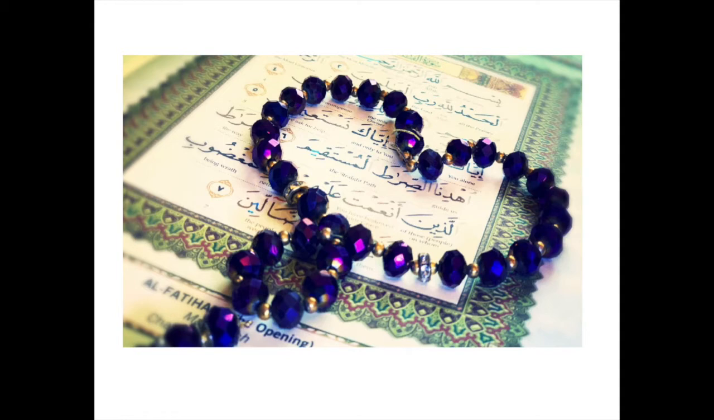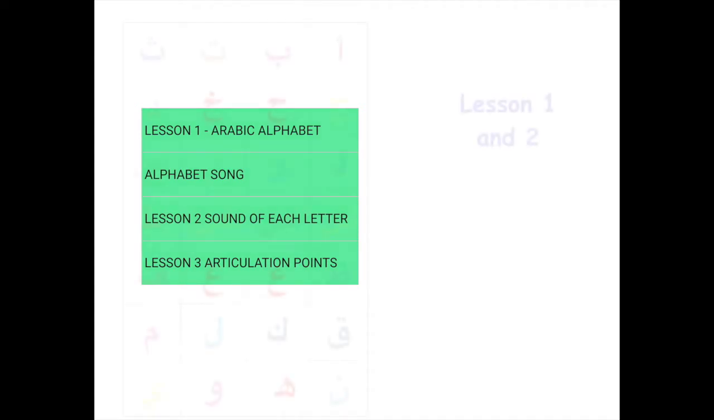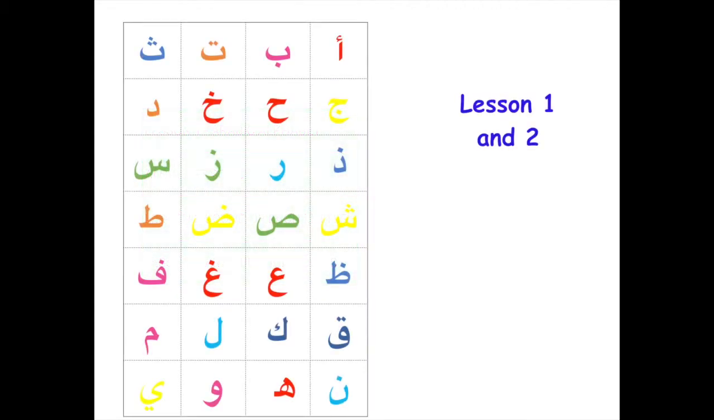So we'll start off with looking at video number 1, 2 and 3, and there's an alphabet song in between. In lesson number 1 we looked at the actual Arabic alphabet, and in lesson number 2 we looked at the sound of each letter, and in lesson number 3 we looked at the point where the letter comes out of in our mouths. So here we have the Arabic alphabet.